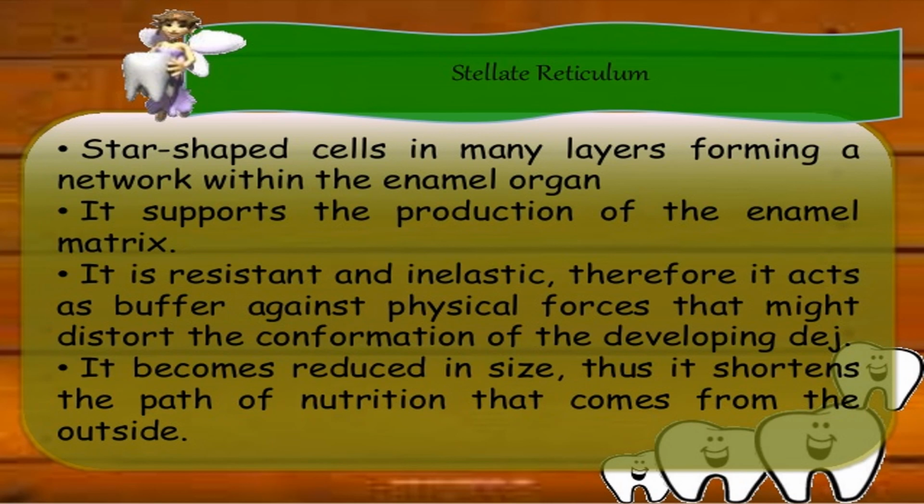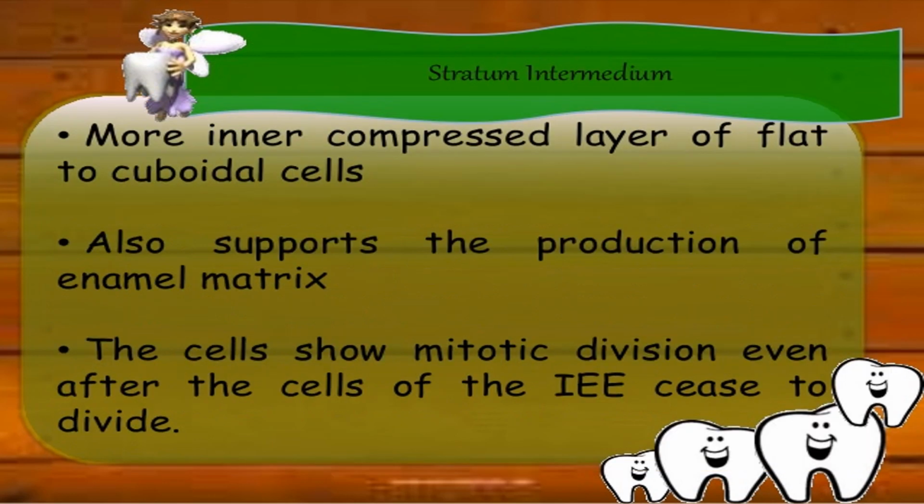It becomes reduced in size, thus it shortens the path of nutrition that comes from the outside. As enamel gets its nutrition from the outer enamel epithelium, the stellate reticulum reduces in size and thus shortens the path of nutrition that comes from the outside.